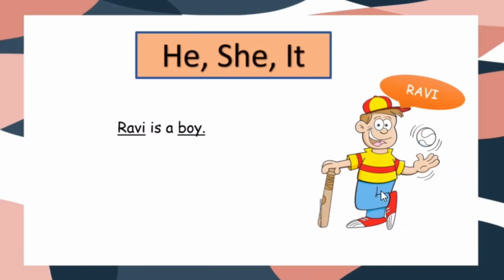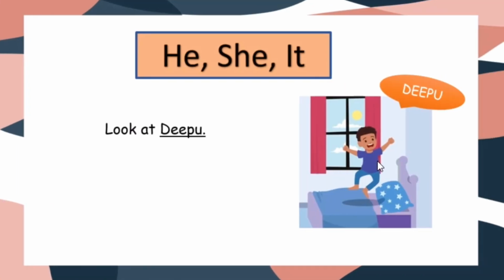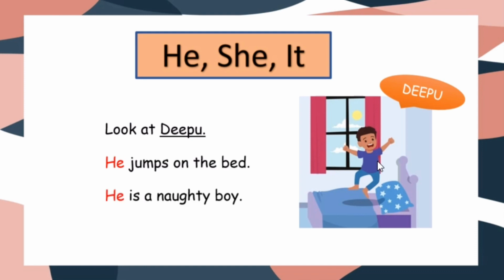Ravi is a boy. He has a ball. He has a bat too. Look at Deepu. He jumps on the bed. He is a naughty boy.